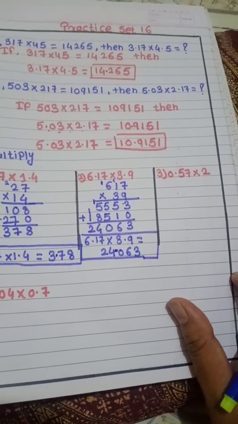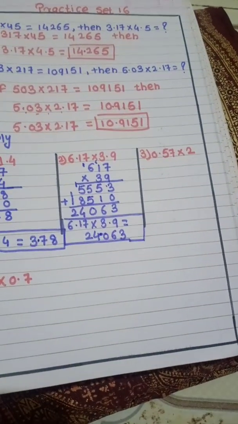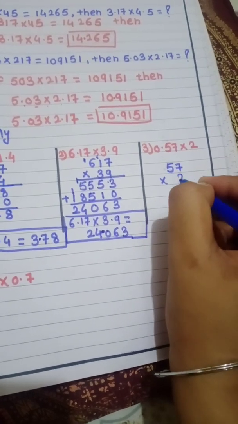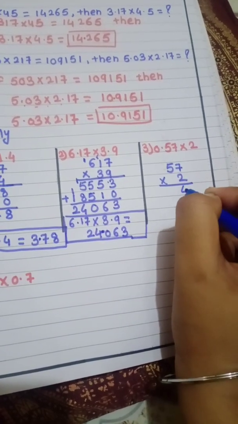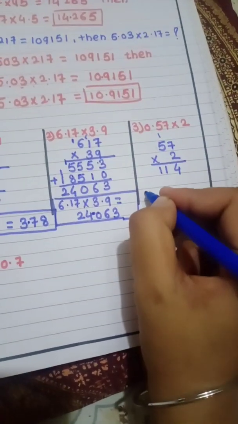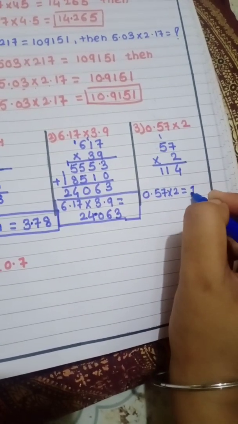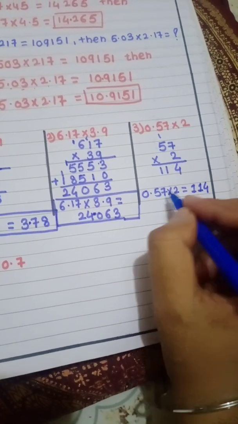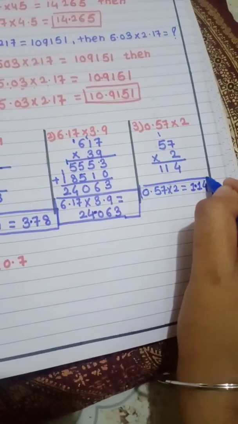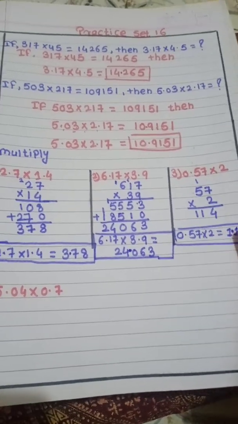Now another sum is very easy. 0.57 you have to multiply by 2. So remove the decimal. 57 multiplied by 2. 2 7s are 14. 4, carry 1. 2 5s are 10. 10 plus 1, 11. So 0.57 multiplied by 2 is equal to 114. So 2 digits. So the answer I am getting is 1.14. Okay. So now the next example.